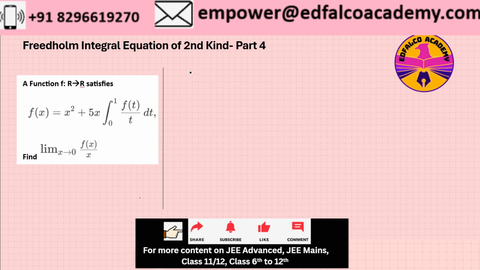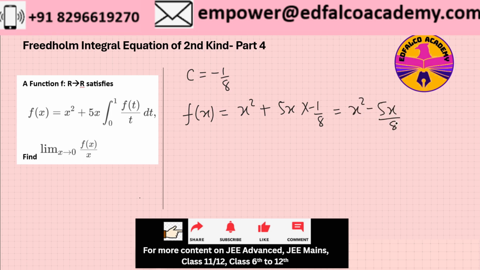Let's move ahead. We already know the value of c, minus 1 by 8, so now we know f of x. The equation will be x square plus 5x into minus 1 by 8. I am replacing the given definite integral with its value. So this will be equal to x square minus 5x by 8. That is my f of x.